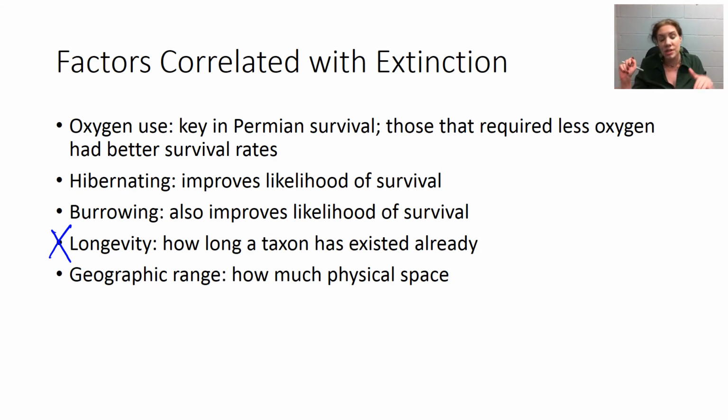So the more geographic range a species takes up, generally the more likely it is to survive a major mass extinction event. That's not always true, but it does seem to give them a better chance of survival long term.